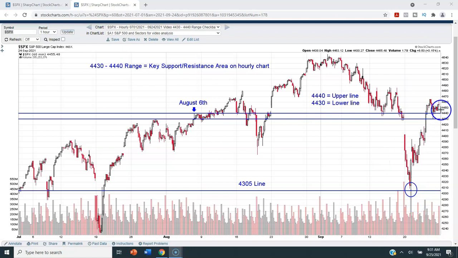Okay, so for right now, really keep your eye on that 4440 level, and as long as we continue to close above that on a go-forward basis, this may be the extent of the pullback in the market for now.